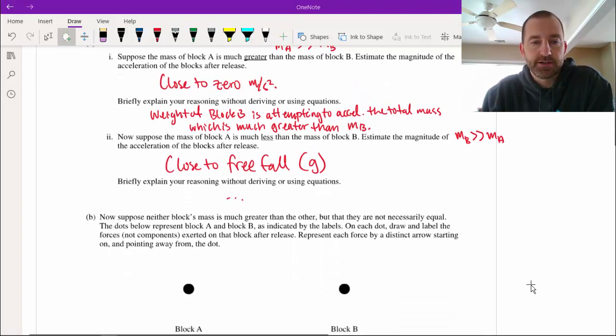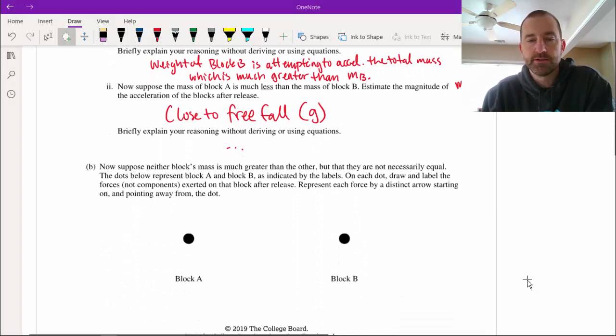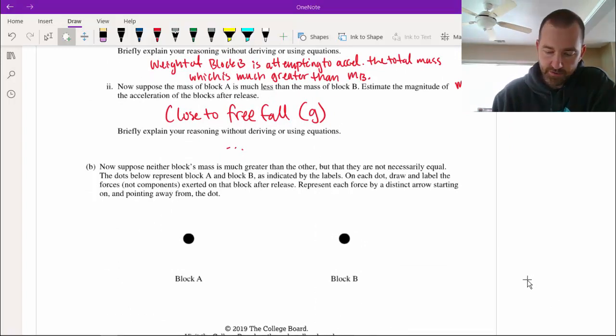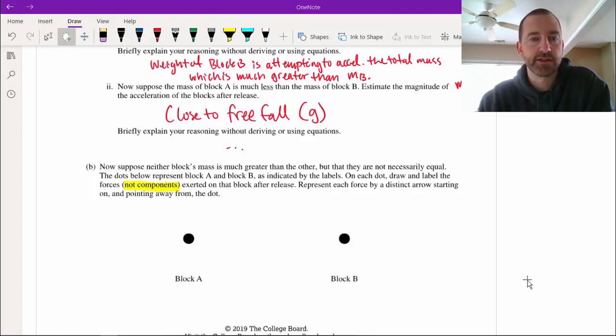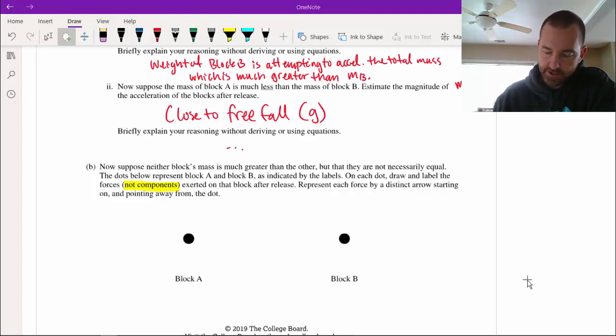Now let's take a look at part B. Oh, part B, this is lovely. It's just a diagram, a free body diagram, where you of course draw all the forces, not components, no sines, cosines, or anything like that, of real actual pushes or pulls on the block. So only actual pushes or pulls.